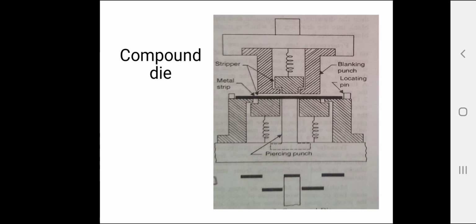What is a simple die? A single action die. A simple die is a single operation die which performs a single operation for each stroke of the press slide. The operation may be any of the operations listed under cutting or forming die. Then second is compound die. In these dies, two or more operations may be performed at one station. Such dies are considered as cutting tools, since only cutting operations are carried out in compound dies.